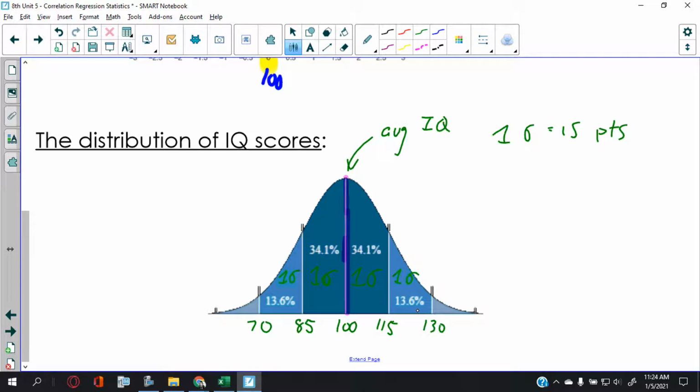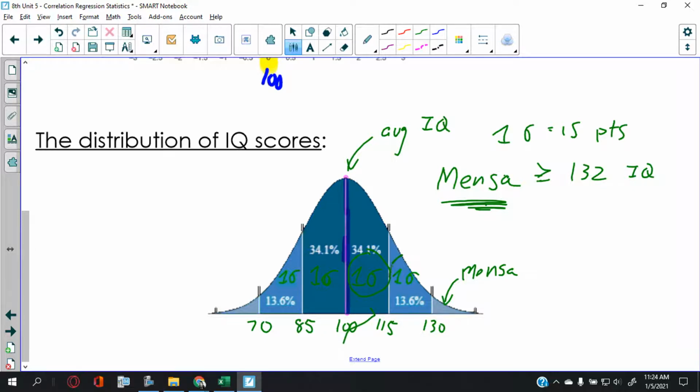Now, I don't know if you guys have ever heard of this organization called Mensa. It's an organization where people have to have a minimum IQ of 132 to be admitted. So it's like an organization for people with high IQ, and they meet once a month and hang out, talk about stuff. So that would be somewhere right here. In order to make it to Mensa, you would have to be two standard deviations above the mean, which is 100, to be admitted as a member of the club. So that's one way to talk about distribution and standard deviation.